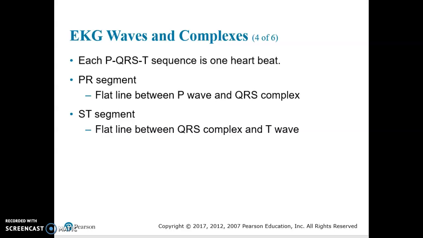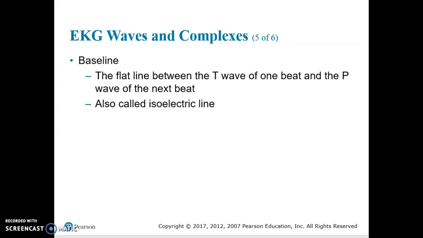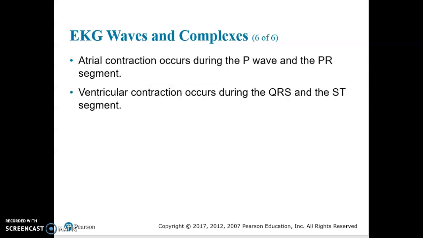Each PQRST segment, again, represents one heartbeat. The PR segment is the flat line between the P wave and the QRS. The ST segment is the flat line between the QRS complex and the T wave. And the ST segment is at the isoelectric line. That's that baseline. So when we talk about that isoelectric line, we're thinking about that baseline. The baseline is the flat line between the T wave of one beat and the P wave of the next beat. It's also called the isoelectric line. Atrial contraction occurs during the P wave and the PR segment. Ventricular contraction occurs during the QRS and the ST segment. We went over that just a few moments ago.